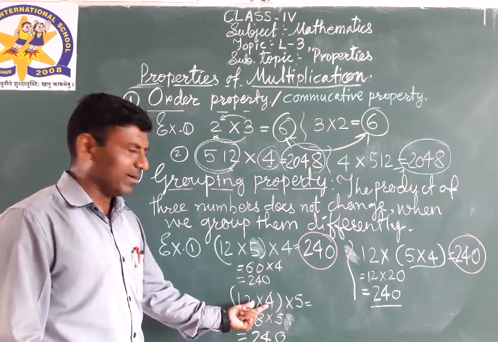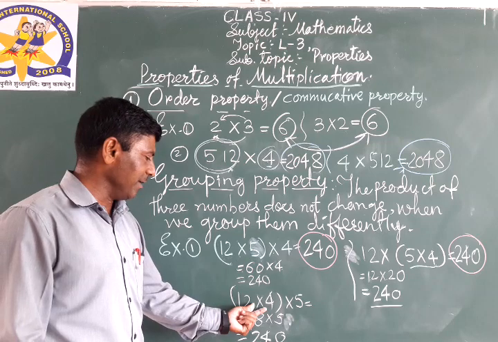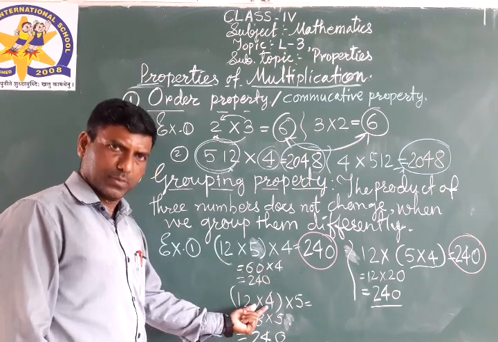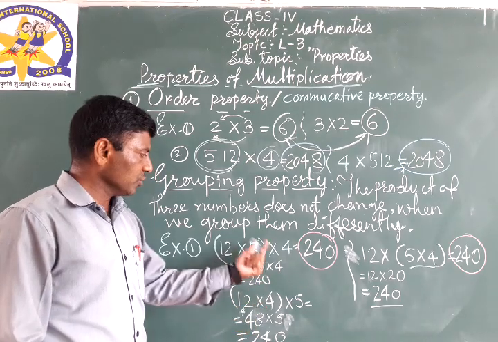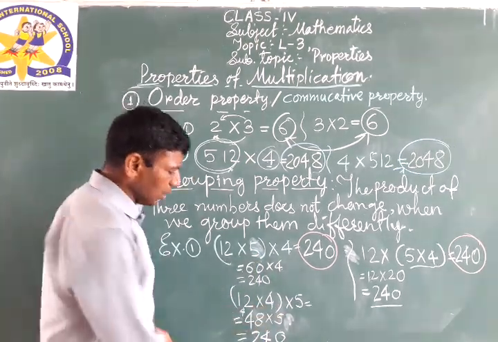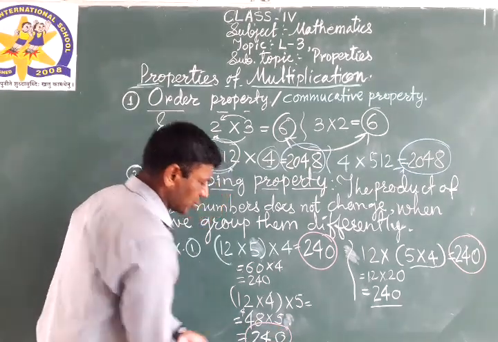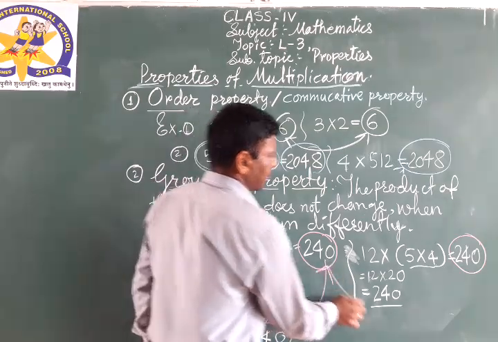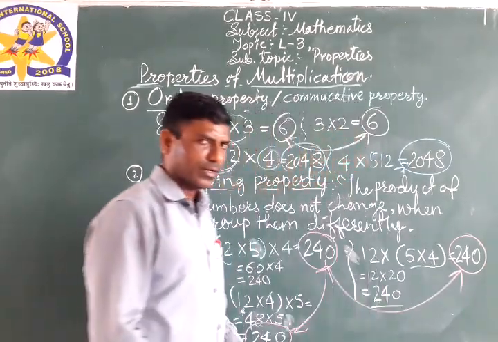Here what we did, इधर हमने क्या किया, यहाँ ये 12 और ये लास्ट नंबर, फर्स्ट नंबर लास्ट नंबर पहले लिया, उसके बाद में मिडिल नंबर लिया. Here then also the answer is, the product is 240. See the answer, the product is the same.